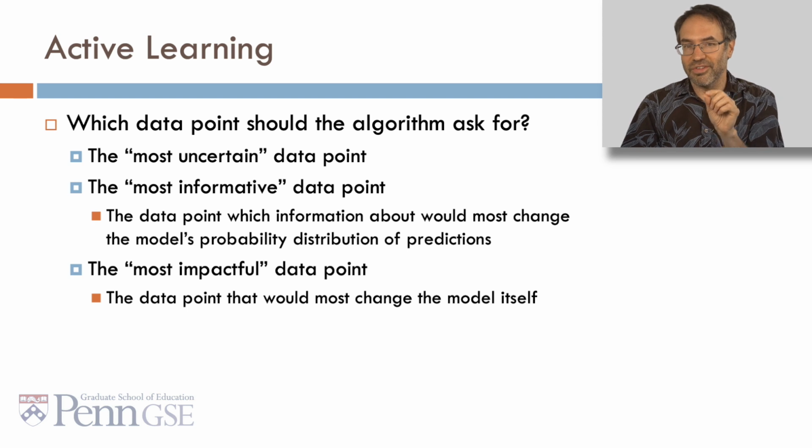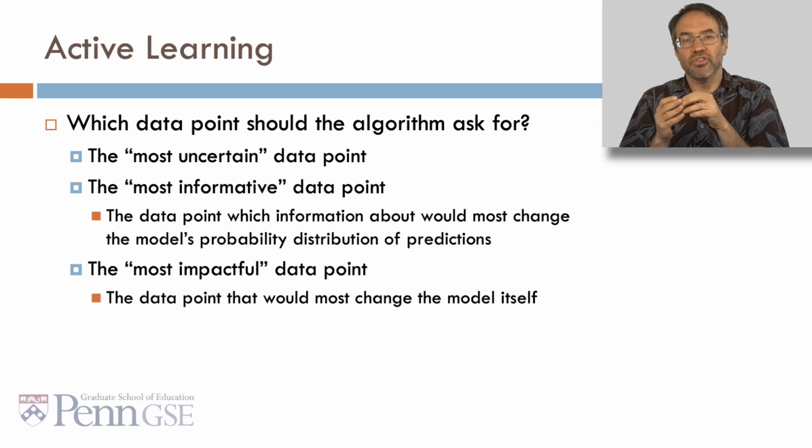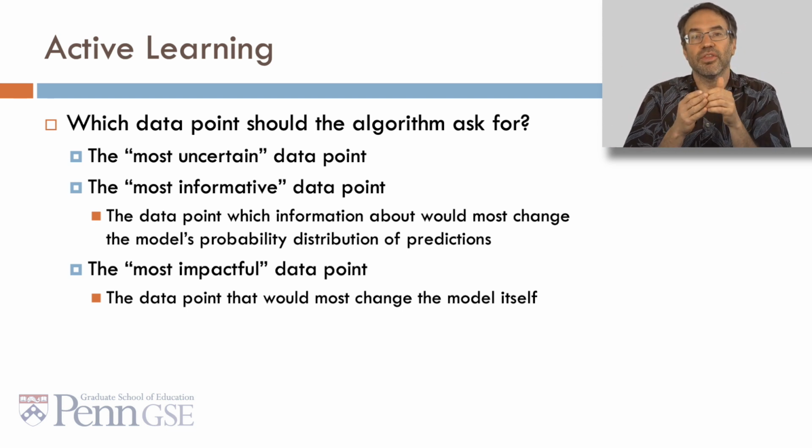You might think that sounds really similar to the most uncertain, but the most informative data point is the data point which information about would most change the model's probability distribution of predictions. So, whereas uncertain is, this is a data point I just don't know about, informative is the one that gives me the most new information.